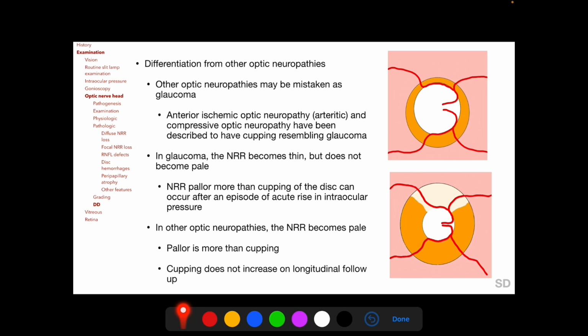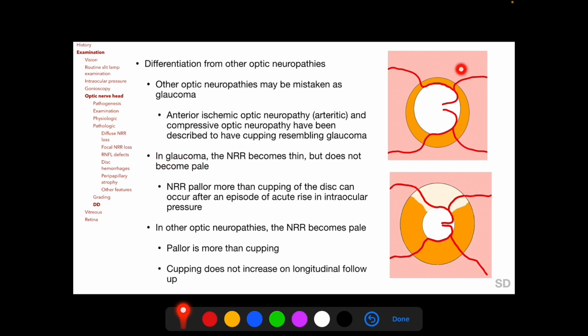Differentiating glaucomatous optic neuropathy from other optic neuropathies is important. Other optic neuropathies which can be mistaken for glaucoma include anterior ischemic optic neuropathy, particularly the arteritic form, and compressive optic neuropathy, and these two entities have been described to have cupping resembling glaucoma.